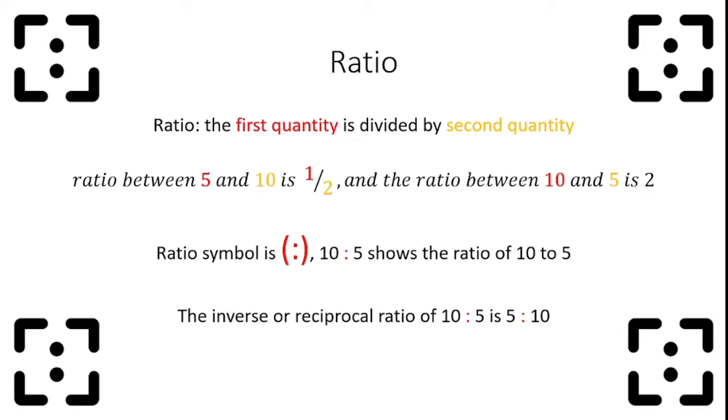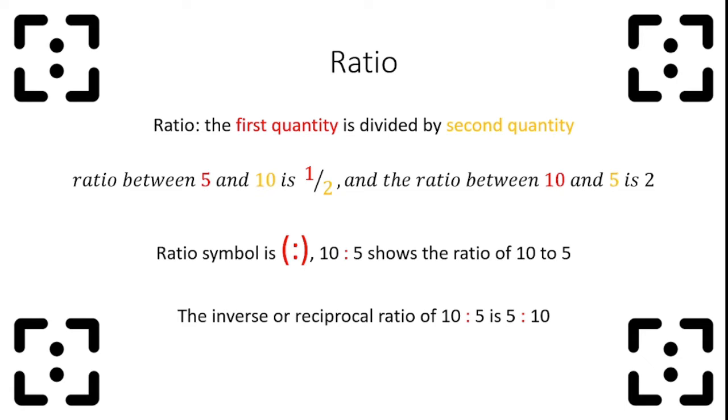The ratio between 5 and 10 is written as 1 divided by 2, because 5 divided by 10 is the ratio. I can simplify 5 by 10 to equal 1 by 2. We can also invert it: the ratio between 10 and 5 means 10 divided by 5, which is equal to 2. Likewise, we can calculate the ratio. So now you may understand what a ratio is.